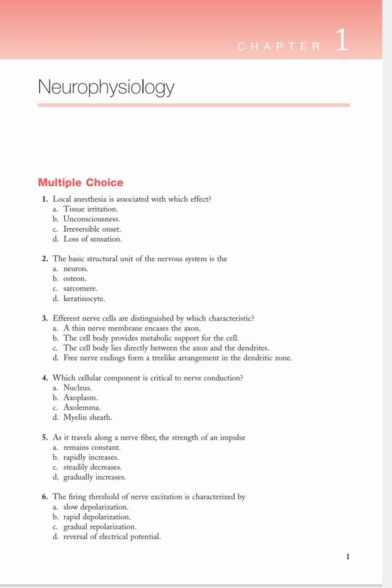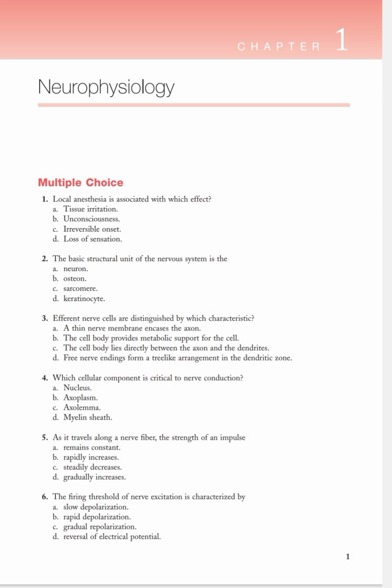5. As it travels along a nerve fiber, the strength of an impulse A. remains constant. B. rapidly increases. C. steadily decreases. D. gradually increases. The correct answer is option A.